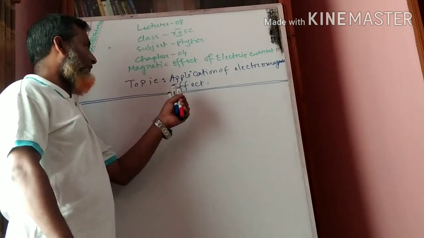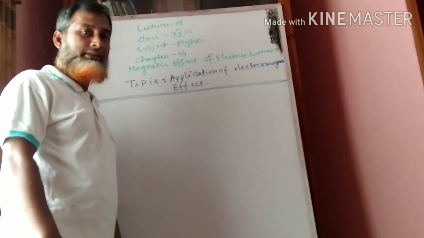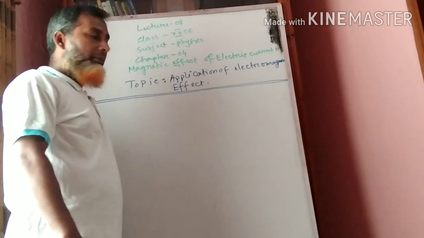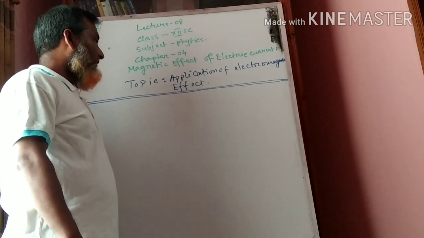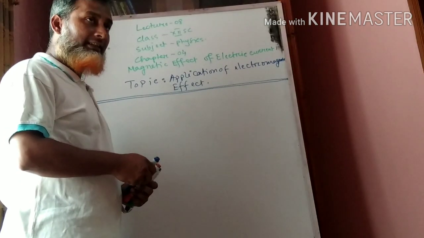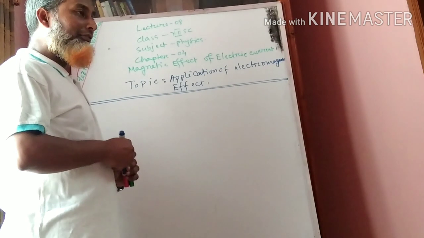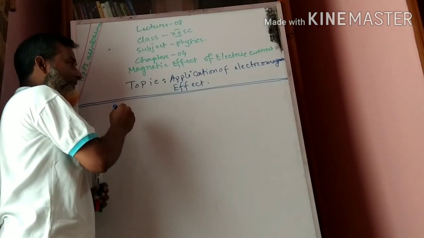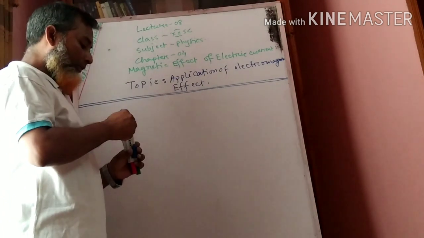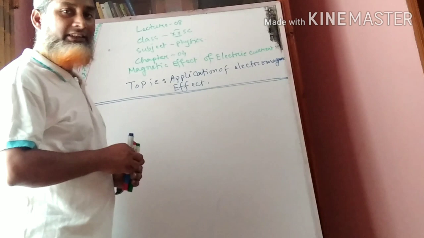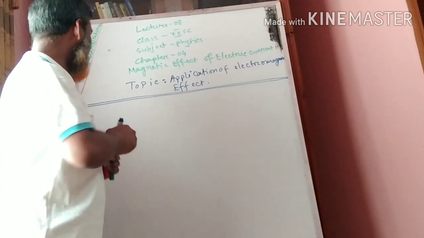There are so many places where we use electromagnetic effect, and we also construct some devices which are operated on the basis of this effect. One of the very sensitive electromagnetic devices is the galvanometer. So I will describe how a galvanometer works, and then how we can change the range of a galvanometer.